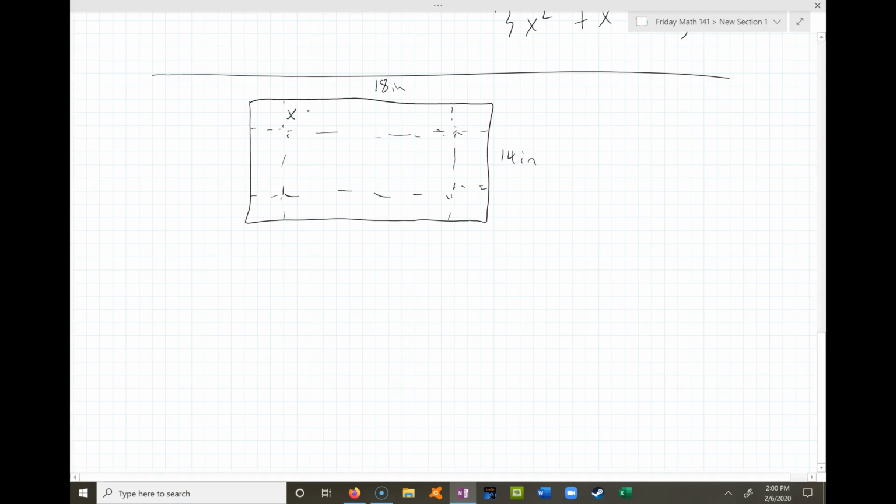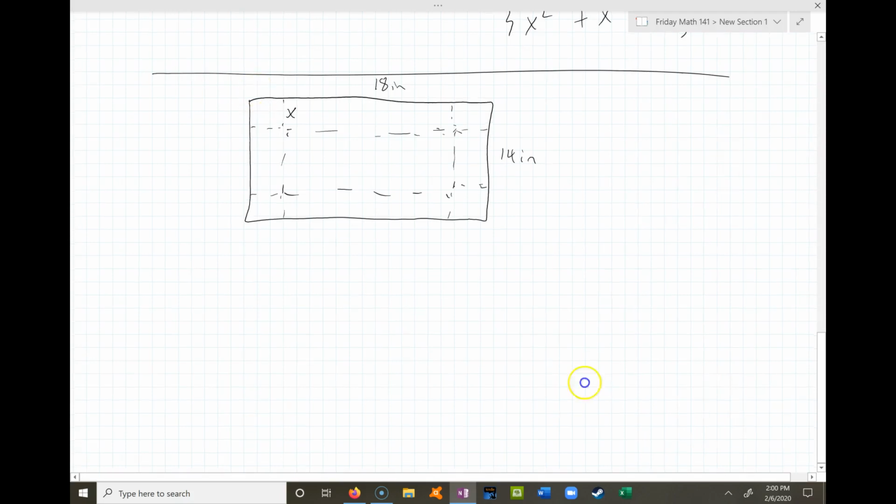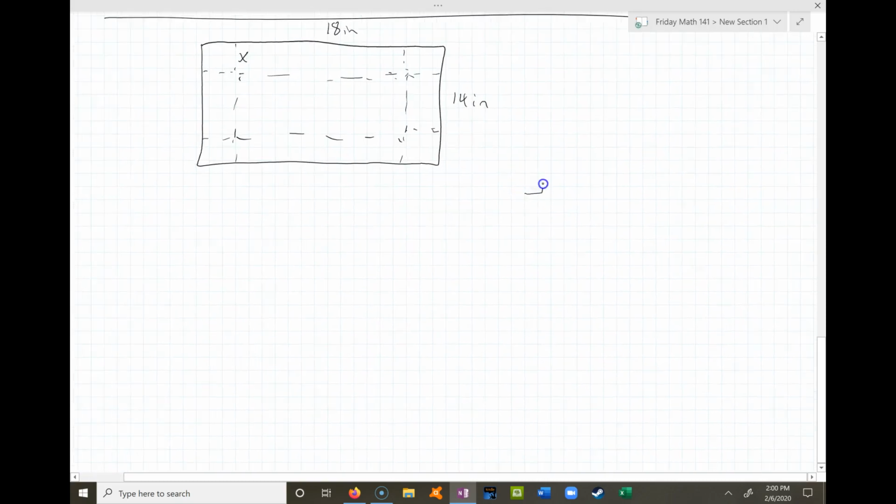So you're basically cutting in little squares. And so when you're done, you're going to have something that looks like this. That's horrible. But okay, so by cutting out the corners, we can fold these things up, and it'll turn into a box if you tape it together, right?